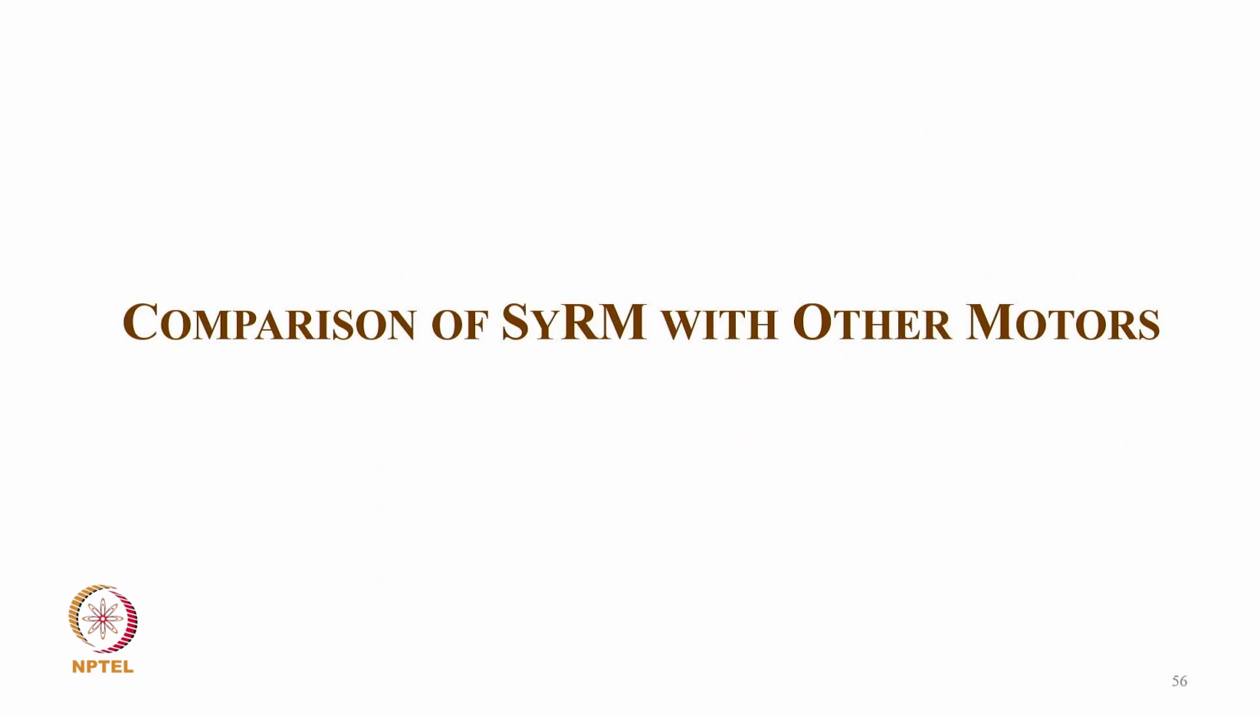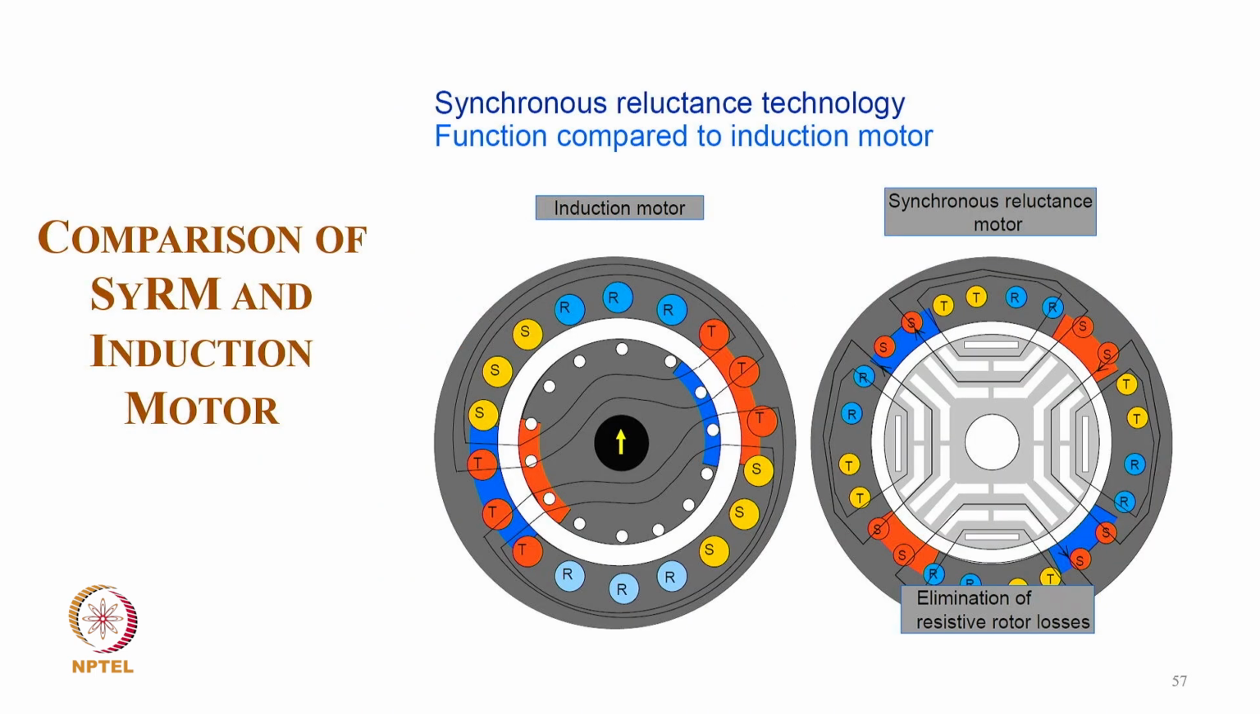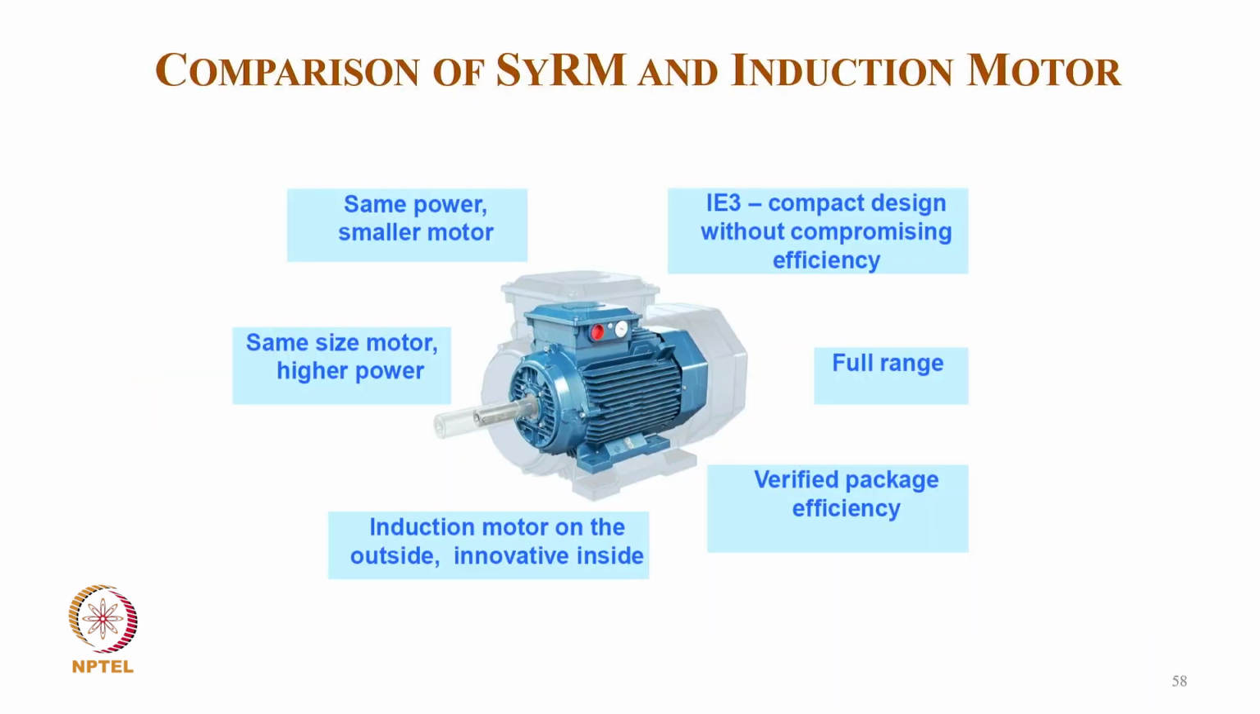So coming to the comparison of the synchronous reluctance motor with the other two motors, typically the comparison with the induction motor. On the left side you can see the induction motor, and on the right side the synchronous reluctance motor, with the elimination of resistive rotor losses. You can see in this geometry the synchronous motor inside and the induction motor outside. So you can see, for the same power rating, what the geometry looks like.